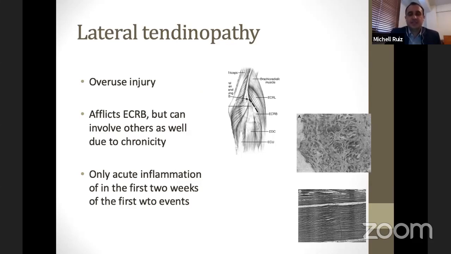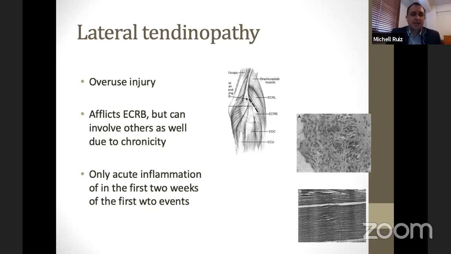It afflicts mainly the extensor carpi radialis brevis muscle tendon unit, but it's not the only tendon that is going to be afflicted, particularly in chronic stages. Although at the starting point of this pathology the ECRB may be the only tendon, with chronicity it may extend proximally and distally and afflict the rest of the extensor muscles of the forearm, and also the supinator muscles of the forearm.